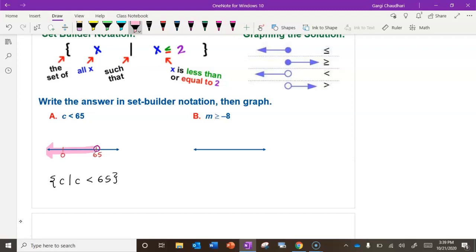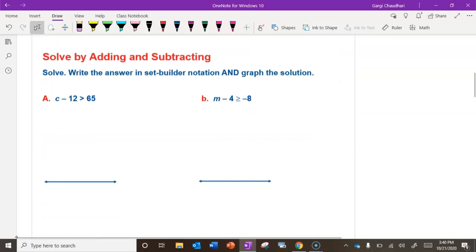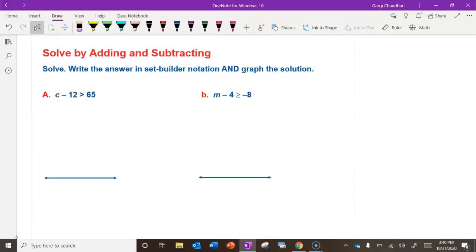All right, go ahead and try the next one on your own. Pause the video now. Okay, go ahead and check your work over there. Pay close attention to your open and closed circles here. Okay, let's go ahead and actually start solving for those variables here.